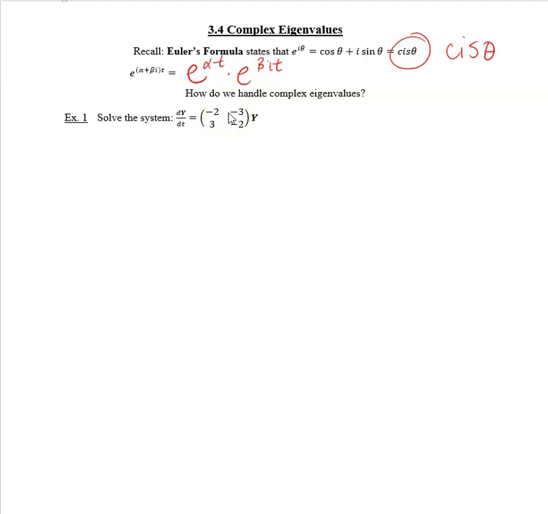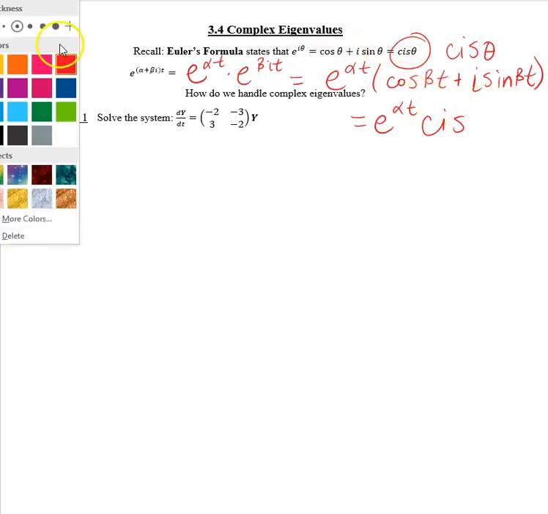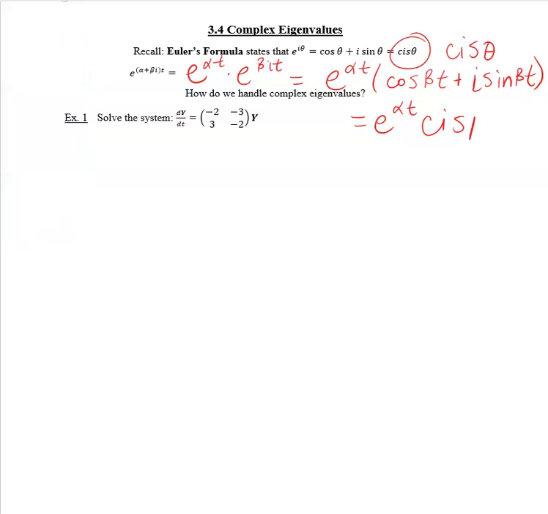And that would get expanded as e to the alpha t times, because you've got this imaginary number, cosine of beta t plus i sine of beta t, using Euler's formula. And then if you want to shorten that up, you can write it as e to the alpha t times cis of beta t. Since beta t then would be your argument. Sorry, my pen's acting funny. Here we go. So beta t would be the argument.